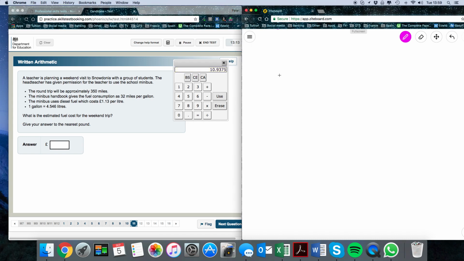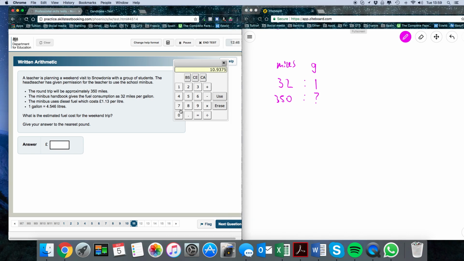I'm going to briefly write this out: if you do 32 miles in your car, you're going to use 1 gallon. So you can think of this as a conversion. You put the 350 here, and if you've done my conversions video, you should be fairly comfortable with that. So we've got 10.9375 gallons, but we can't buy it in gallons. It's priced in litres, so we're going to convert that. This next one is a multiplication.